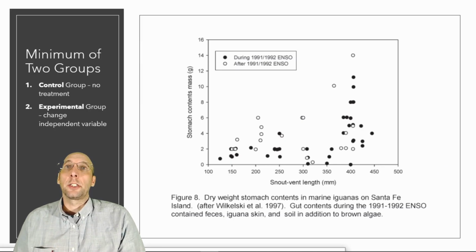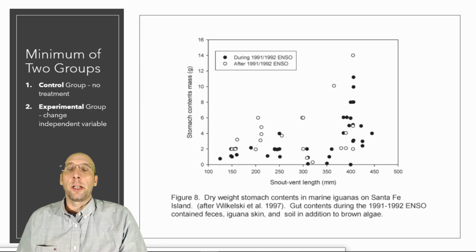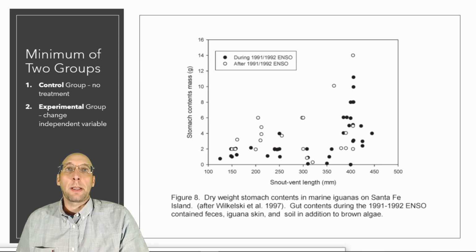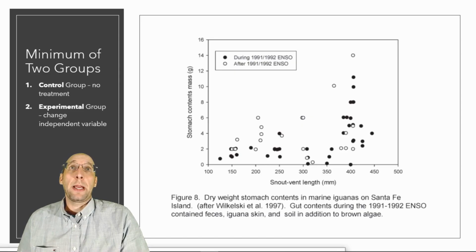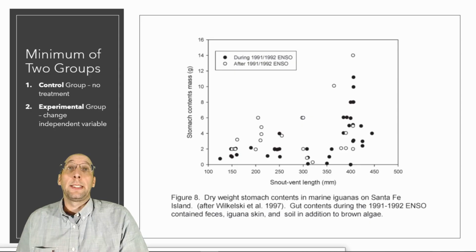Okay, whenever you're deciding on the control group, you should first decide on what the variables are. The dependent variable, in this case, is the stomach contents mass. And there are two independent variables. We're looking at the snout vent length compared to the stomach contents. Then also we're looking at different time periods. So which one is actually in the experiment that we're comparing to? Well, in this case, they're really comparing between the normal time after 1991 and 1992 to this environmental change that occurred during 1991 and 1992. So the control is actually after 1991, 1992.